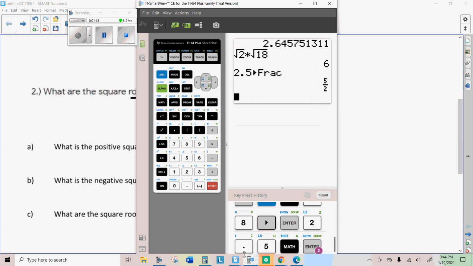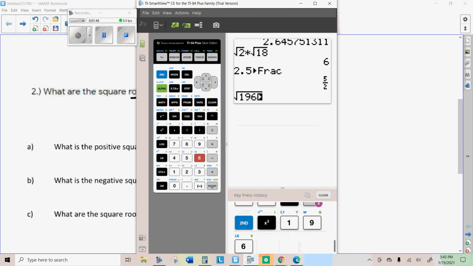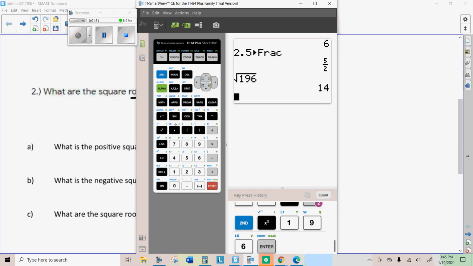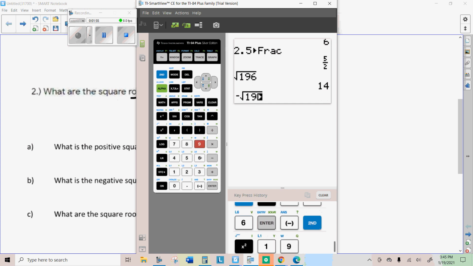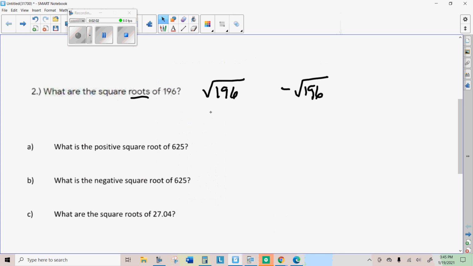So the square root of 196 is 14. The negative square root of 196, you can probably figure this out, is negative 14. All right, so we have two of them, positive 14 and negative 14.